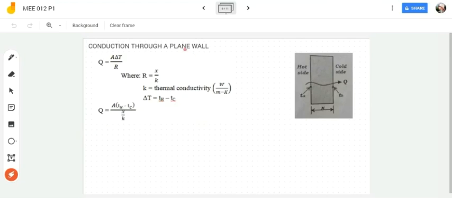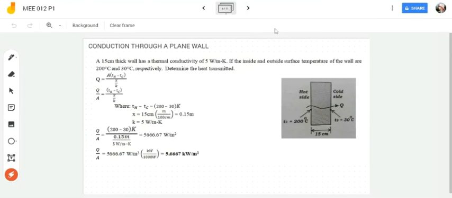So if you will be getting the formula for conduction through a plane wall, your Q is actually equal to A multiplied by the quantity TH minus Tc over x over k. So this is our working formula for conduction through plane wall. So let's have an example here.